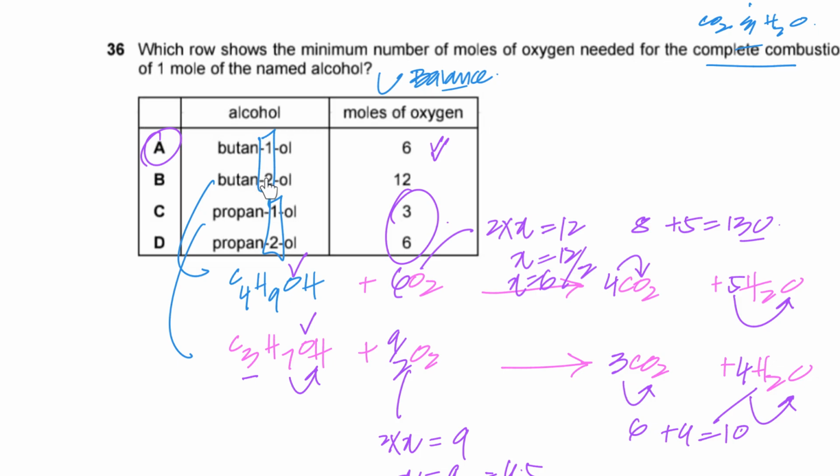It could have also been butan 2-ol if it said 6 moles here. But the examiner himself has given this on purpose because he knows these two would require the same moles of oxygen. These two would require the same moles of oxygen. So he's just played with the names here. Okay, bye.